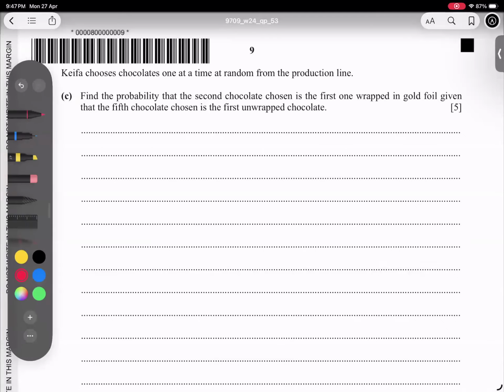Next part of the same question: K chooses chocolates one at a time at random for the product line. The probability that the second chocolate chosen is the first one wrapped in gold foil, given that the fifth chocolate is chosen as the first unwrapped chocolate. Given that comes, so it is conditional probability. A lot of things are involved here. We have to do it very carefully.